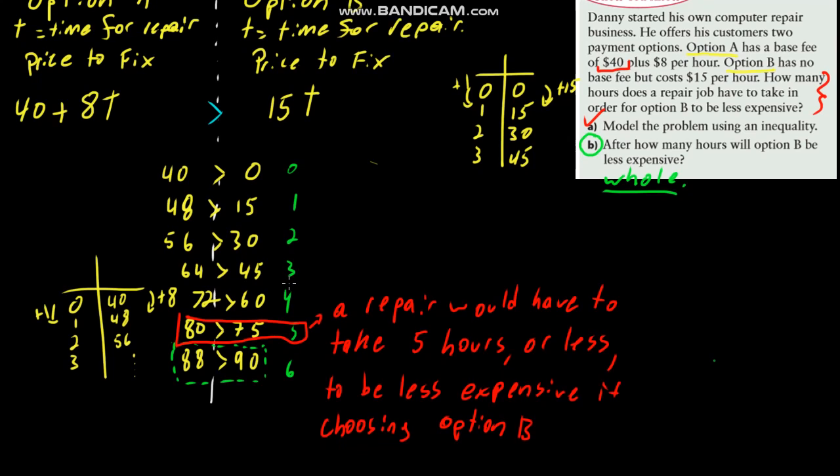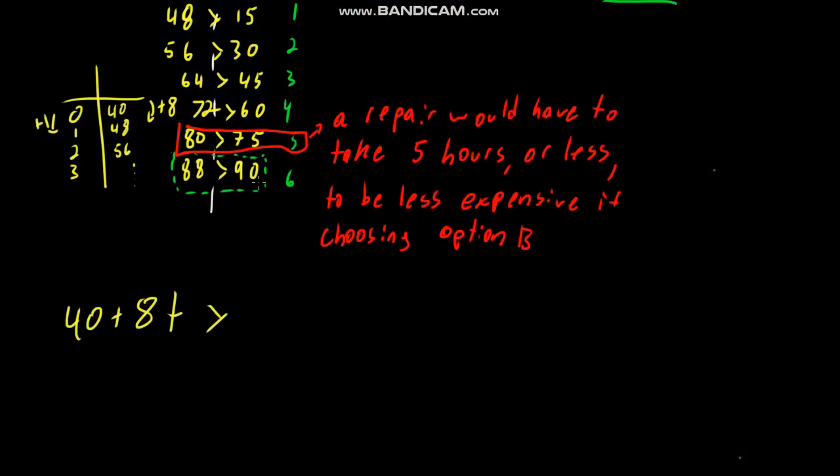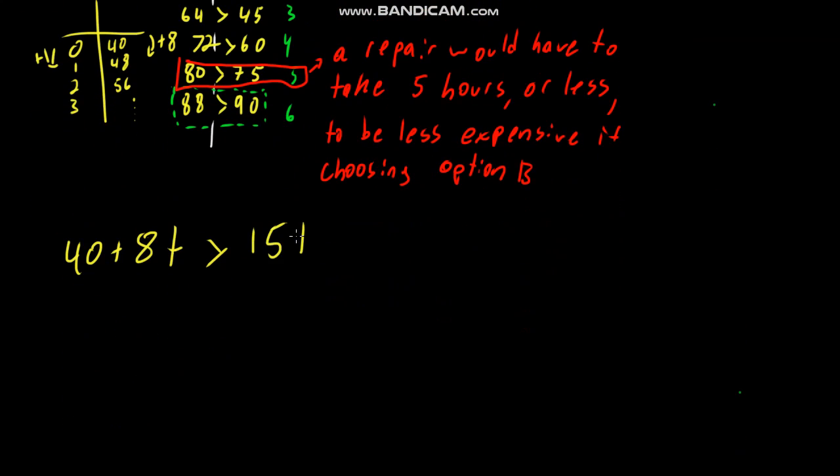However, let's go back and actually use our inequality of 40 plus 8t is greater than 15t. And let's figure out exactly how many hours it would take for option A to still be greater than option B. So we're going to go ahead and solve this inequality. It might be interesting to solve it the reverse way as well, but we'll start with this one and see if we get down to something that we already have proven just by working with the numbers and the patterns.